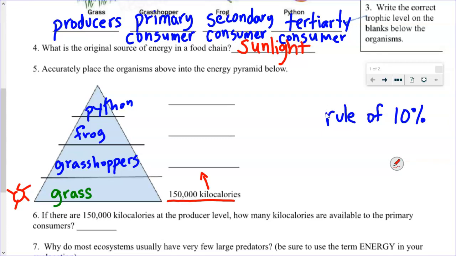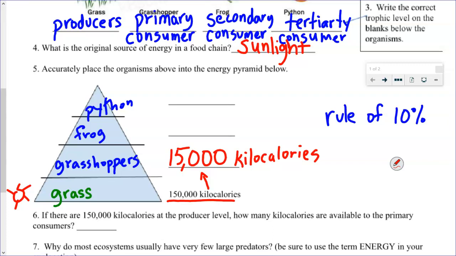150,000 calories is available to the producers. So I went from having 1, 2, 3, 4 zeros. Now I've only got 1, 2, 3 zeros. Okay. Don't forget your units. It's always important that we put units on so we know what you're talking about. Okay, so 90% of the energy got lost.